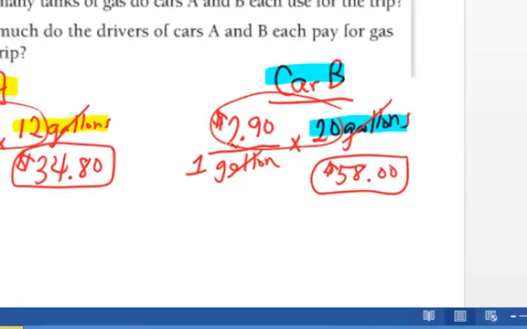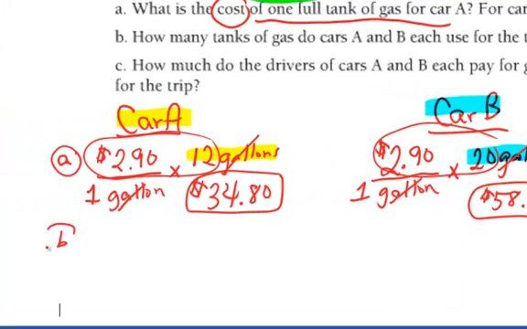Alright, get this a little prettier here. Part B. I'm going to change Part B to a different color since I'm a very colorful person, as you already know, and see if it'll help you out. Part B: for both of them, how many tanks of gas do they use for the trip? How many tanks? And you say, well, it has a 12-gallon gas tank, but that's one tank.